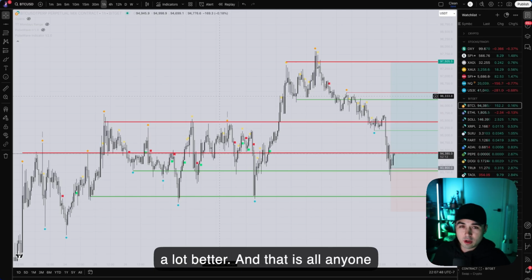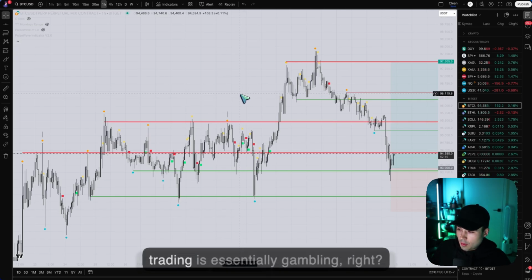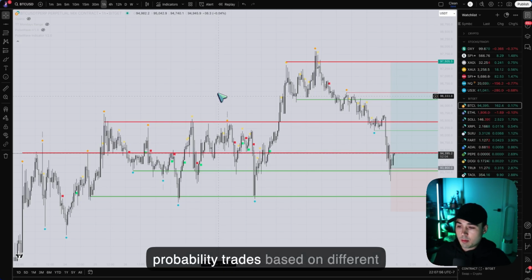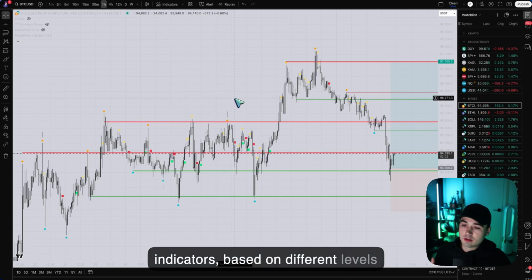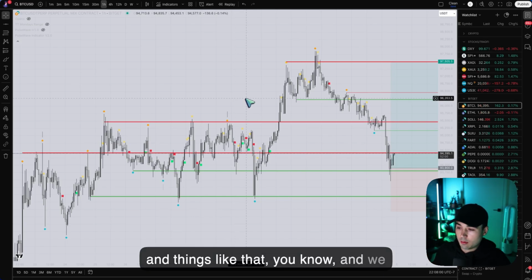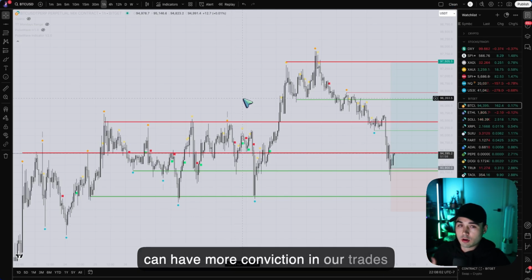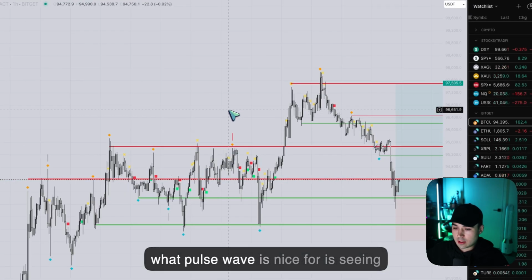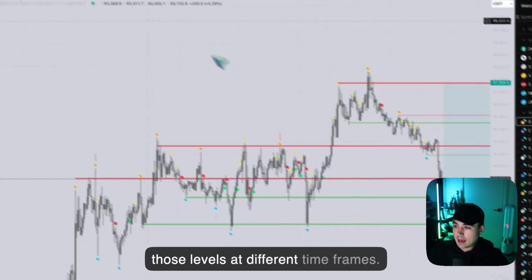And that is all anyone could really ask for, because trading is essentially gambling, right? We don't know if it's going to go up or down, but we can take higher probability trades based on different indicators, based on different levels, and we can have more conviction in our trades based off of things like that, right? And what PulseWave is nice for is seeing those levels at different time frames.